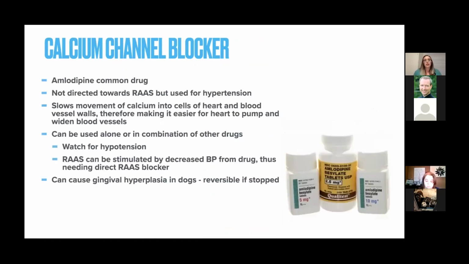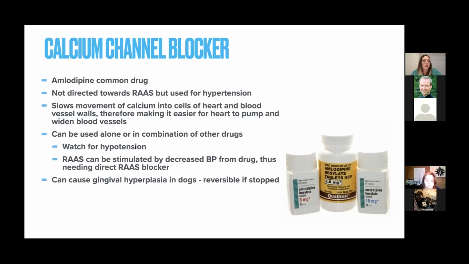So this drug is not directly working towards RAS, but it's used for hypertension in our hypertensive animals. This is our calcium channel blocker, amlodipine. It's commonly our first step drug for high blood pressure. What it does is slow the movement of calcium into the cells of the heart and the blood vessel walls. So it's making it easier for the heart to pump and widening those blood vessels to help lower the blood pressure. Again, it can be used alone or in combination with the other drugs. Just like all of the others, we need to watch for hypotension. Usually that's why we start our dosing low and work our way up.